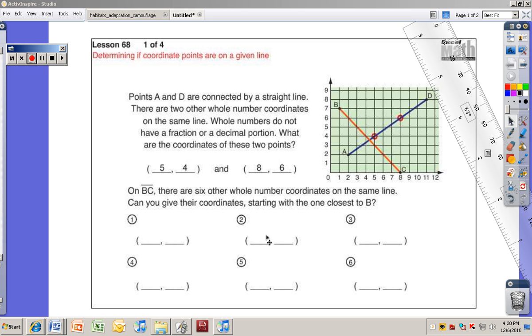This is 6th grade Excel level, lesson number 68. In this lesson we're going to determine if coordinate points are on a given line. Points A and D are connected by a straight line.